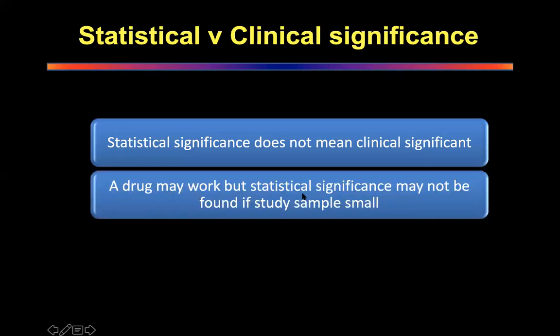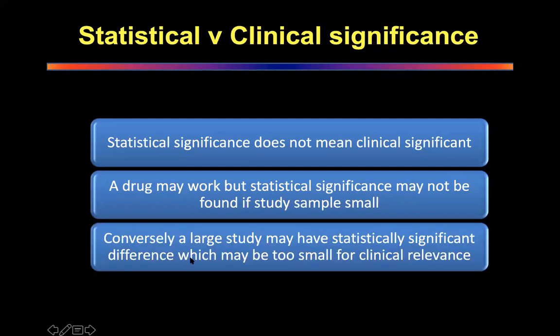A drug may work, but statistical significance may not be found if the study sample is small. So the p-value is completely dependent on the sample size. It's really very important to understand this. Conversely, you may have a large study and find a statistical significance, but the effect will be too small for clinical relevance.